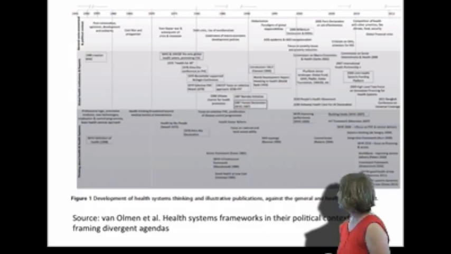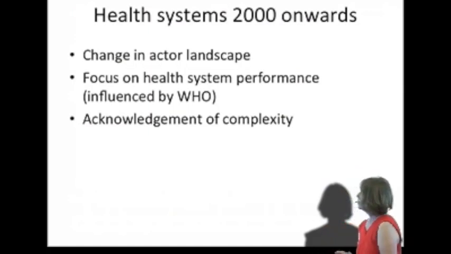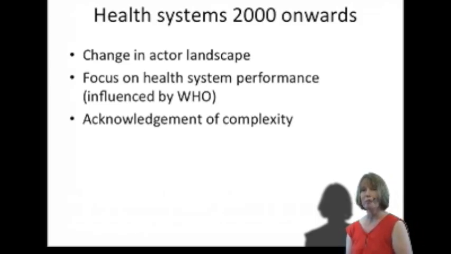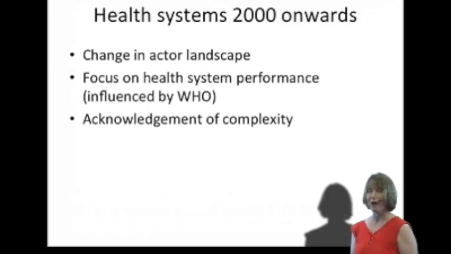And the article then talks about the influence that this has had in more recent years. So from the year 2000 onwards, what we see is a change in the actor landscape. We see a sharp focus on health system performance, and that's measured in different ways. And we also see the emerging understanding of complexity in health systems. And this goes to the fact that different levels and different services are interrelated, and that there are linkages, and that improving one part of the health system actually has very interesting repercussions on other parts of the health system, so that we need to actually think about the whole.